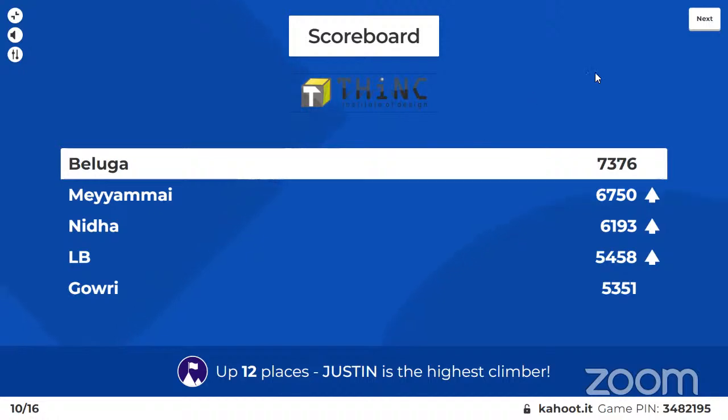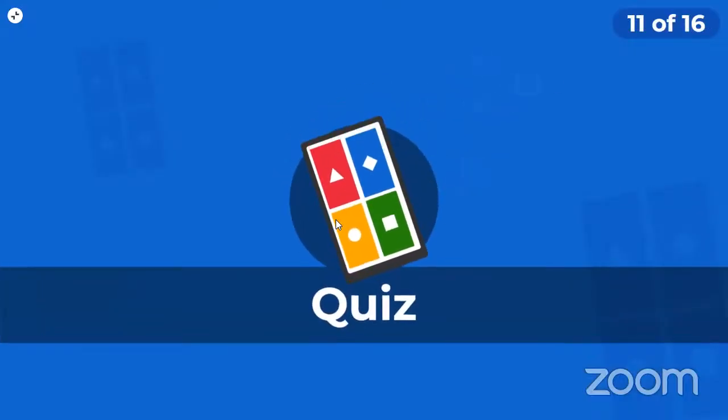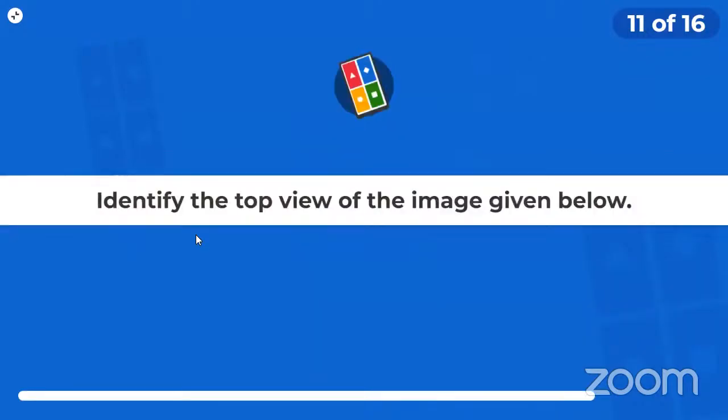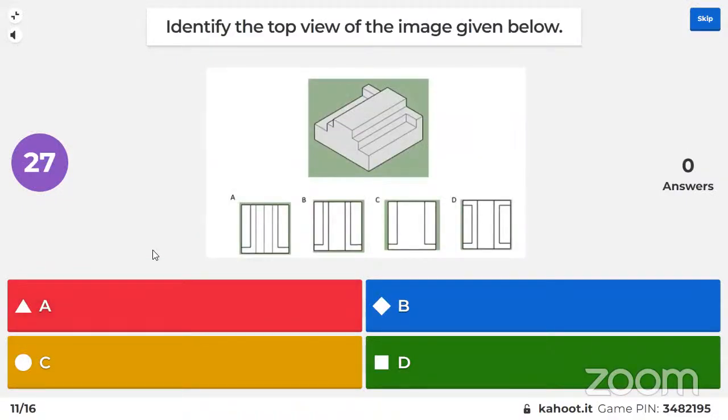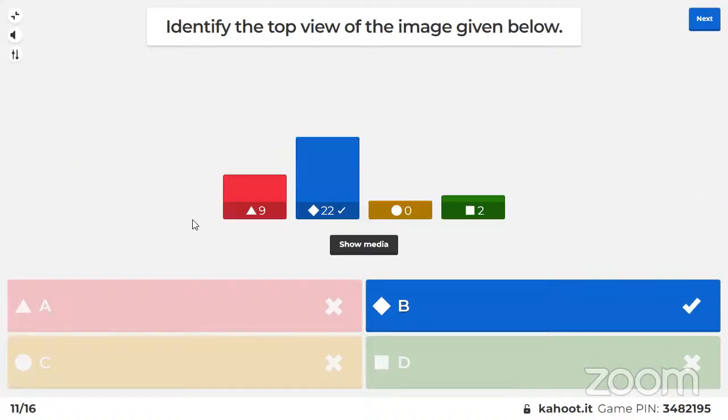All right, so with that note, let's move on to 11th question. Which one is the correct top view? B. B is the correct top view.